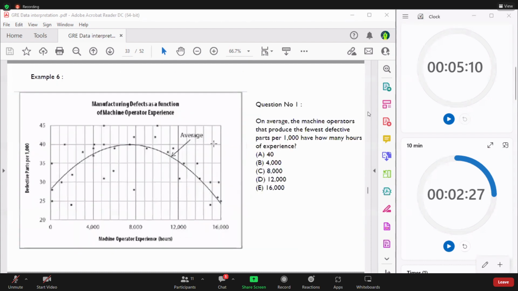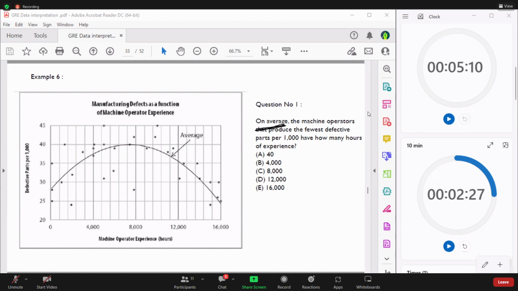Now these questions. On average, the machine operator that produces the fewest defective parts per 1,000 has how many hours of experience? So anyone who has done this question? It's 16,000. Why 16,000? It's asking for the fewest defective parts per 1,000, and that curve is the average. So if you look at 16,000, it's less than 20,000. Great.